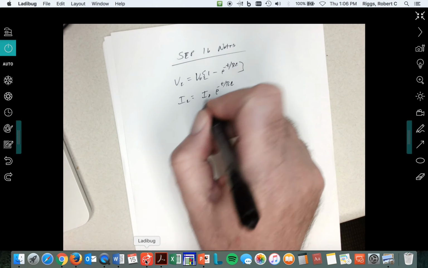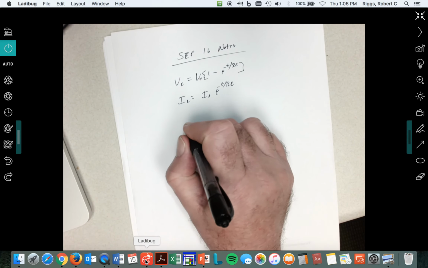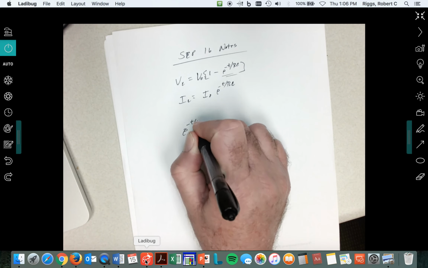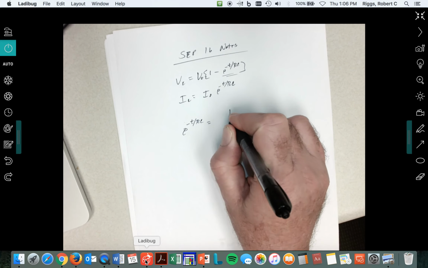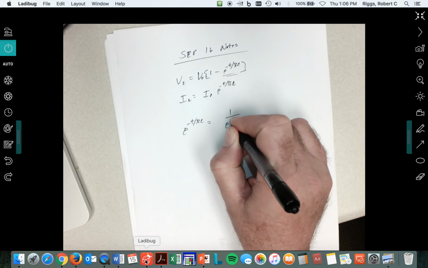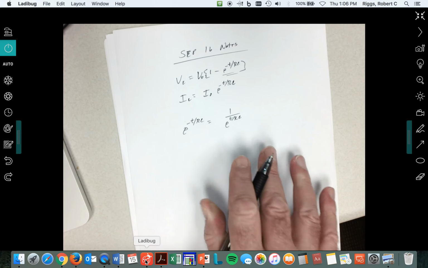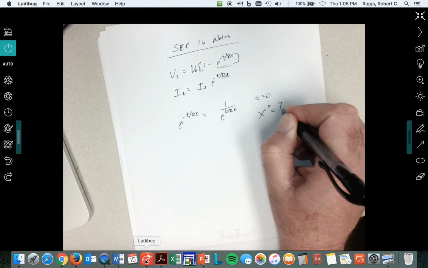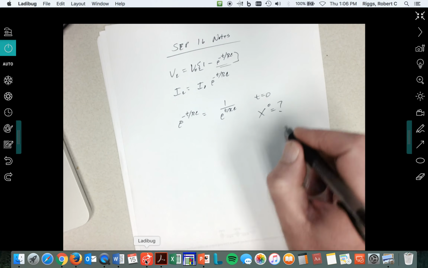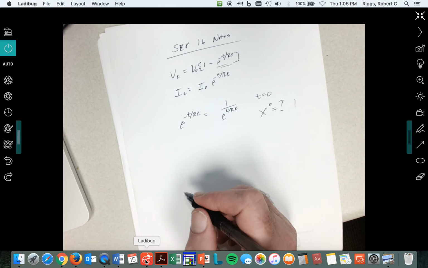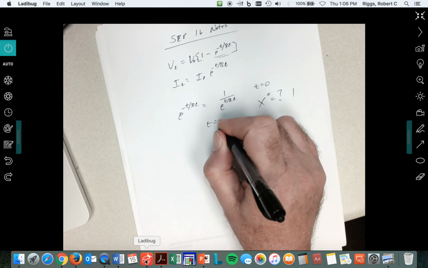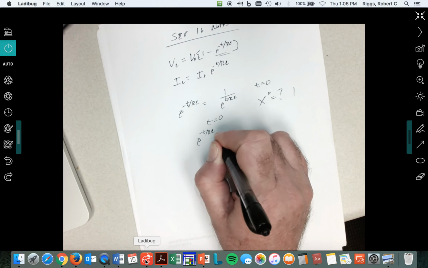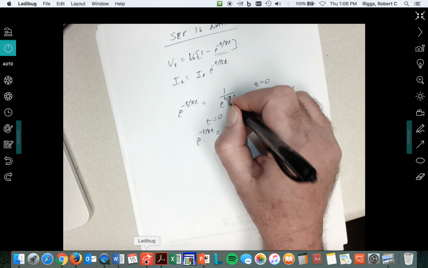All right. So there's the two equations. Now, what I want you to do is let's just take a look at this piece right here. This e to the minus t over RC can also be written as 1 over e to the t over RC. So when t equals 0, what is anything to the 0 power? It's 1. So when t equals 0, this term is equal to 1.